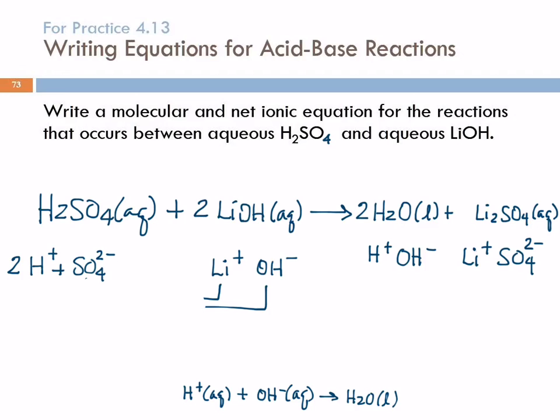But let's go ahead and look at the complete ionic equation and how those spectators would go away. So this would be 2 hydrogen ions and sulfate, and then this would be 2 lithiums and 2 hydroxides. It's kind of cramped up in here.